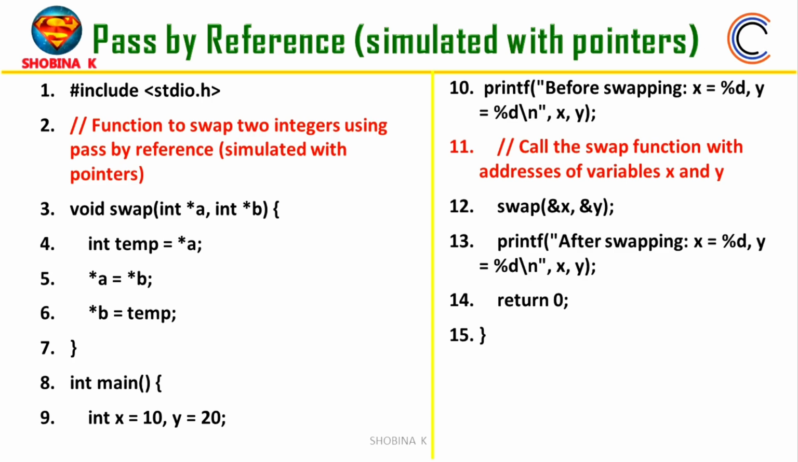And this printf statement prints the values of x and y after the swap operation. Now the values of x and y have been swapped by the swap function. The %d format specifier is used to print integer values, and x and y are the arguments. And finally the return statement, which indicates successful program execution. Now let's run this code.